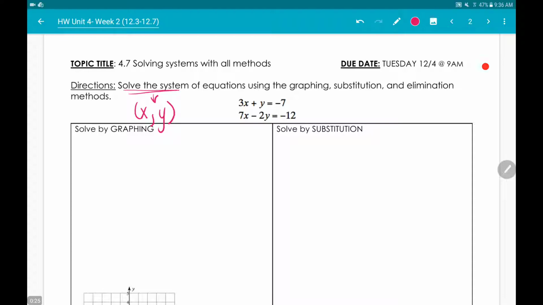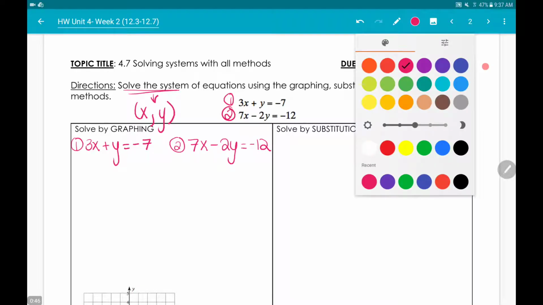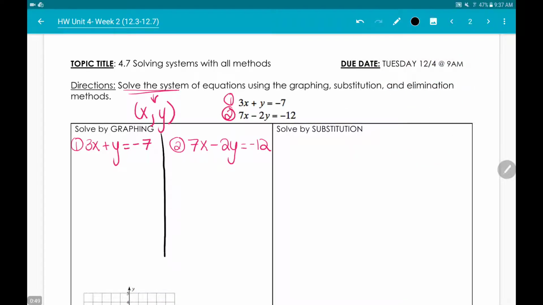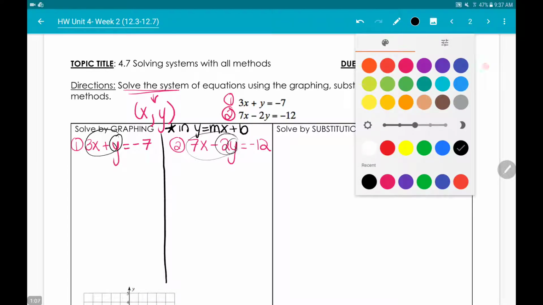Okay, so the first way we learned was solving by graphing. No matter which method I'm doing, I need to make sure to number my equations. So I have equation 1, and I have equation 2. When we are solving by graphing, we need to make sure both equations are in slope-intercept form. Right now they're not. My y is still next to some other thing, so I need to rearrange them.